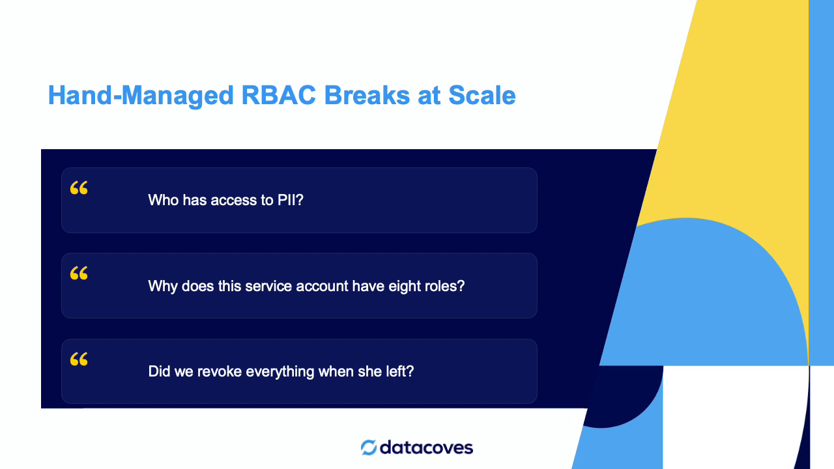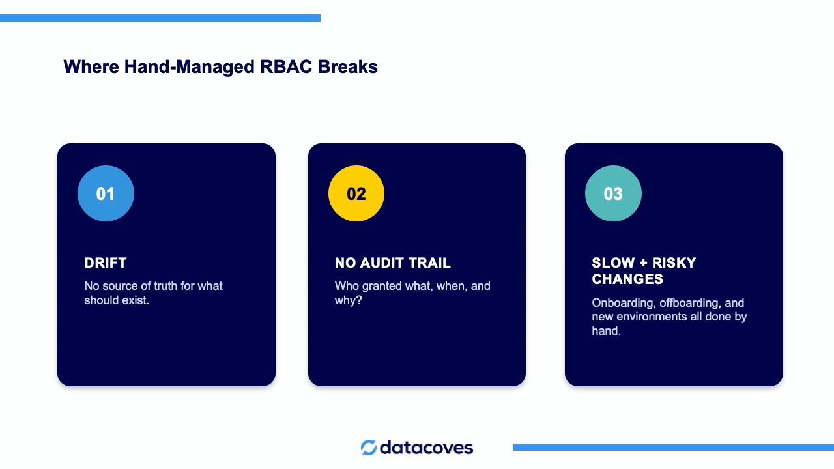why? Managing RBAC by clicking through the Snowflake UI breaks down in 3 places. First, drift. Once a grant exists, it's part of your account state. There's no source of truth that says what should be there versus what is there. So things pile up, and nobody cleans them up because nobody knows what's safe to remove. Second, no audit trail. A grant gets created, but you can't easily see who created it, when or why. That's a real problem when compliance asks you to prove who has access to PII.